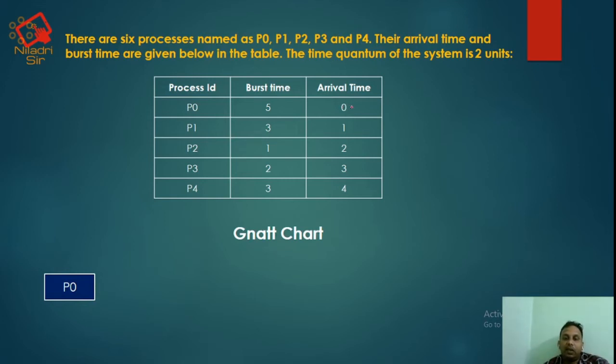At first P0 will be executed for 2 microseconds. So P0's burst time is 3, and it will execute for 2, so it will end at 2. Next is P1. P1's arrival time is 1 and burst time is 3. The burst time is greater than the quantum time, so P1 will execute for the quantum time, so 2 microseconds.